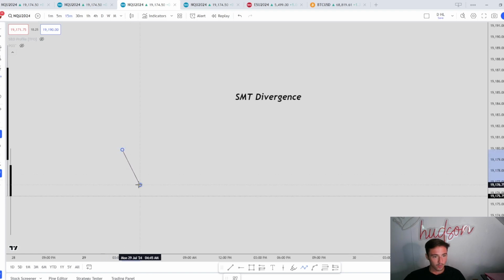We have a high, we have a low. NQ takes the high, displaces lower. However, the ES has the high, has the low, refuses to take that high, displaces lower, and then continues lower. Right here would be your SMT, when NQ takes that high and then displaces lower.